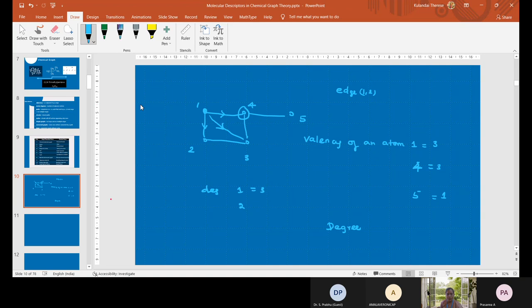And degree of vertex 2 is, see, it is related with 1 and 3. Therefore, the degree of vertex 2 is 2. And degree of vertex 3, it is related with 3 vertices. Therefore, the degree is 3. And as I already said, the degree of 4 is 3. And degree of 5 is 1.